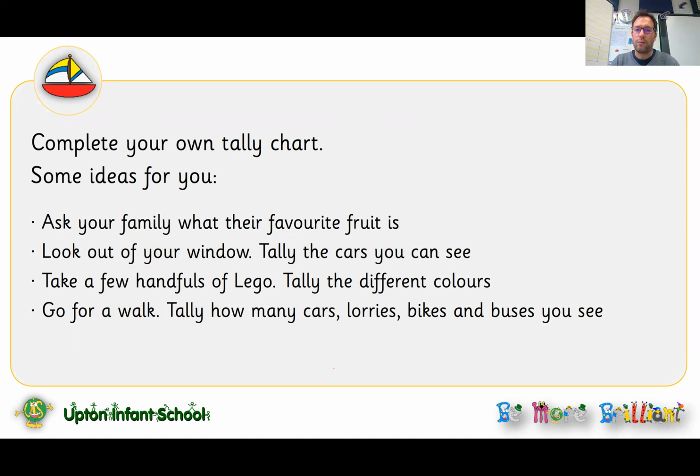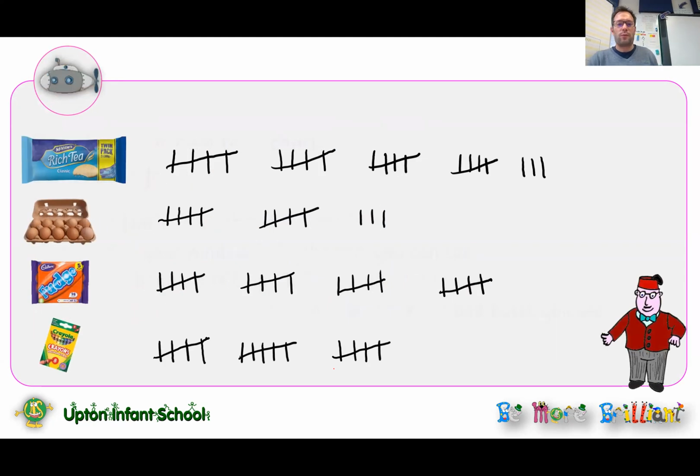We'd love to see what you've done, but I have got one more thing, an extra challenge should you want to do it. So if you'd like to do this challenge, we've got our shopkeeper here and he's just working out how much stock he's got in his shop. So first of all, he's been looking at his rich tea biscuits. They come in packets of 2. And he's done a tally chart there, and you can see the tally that he's got. But because they come in packets of 2, he needs to know how many packets of biscuits he's got.